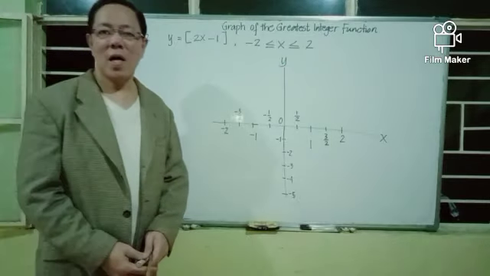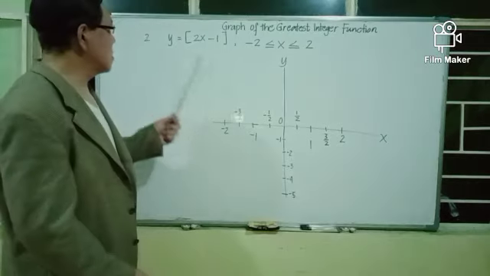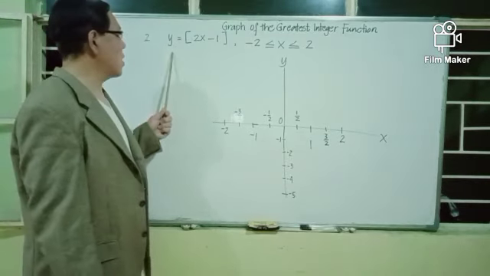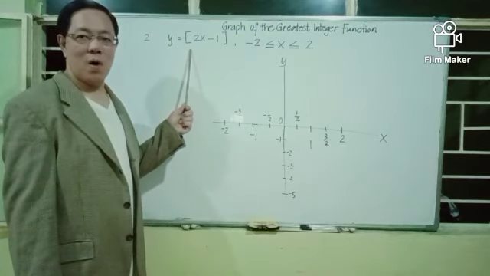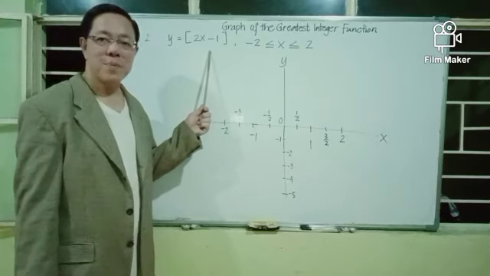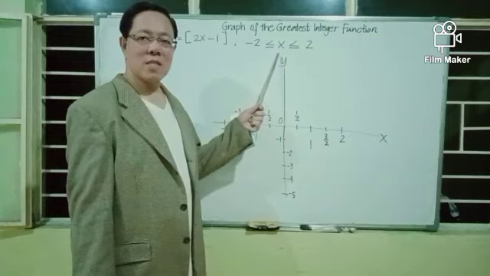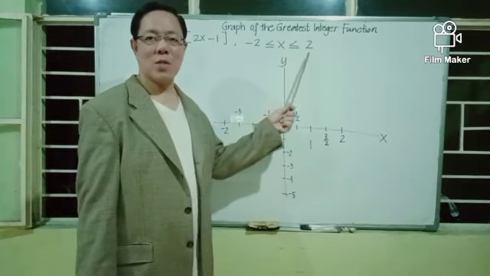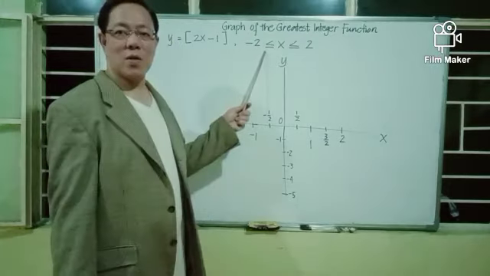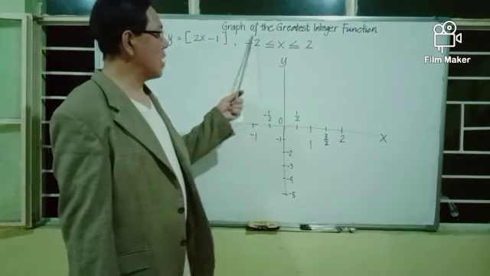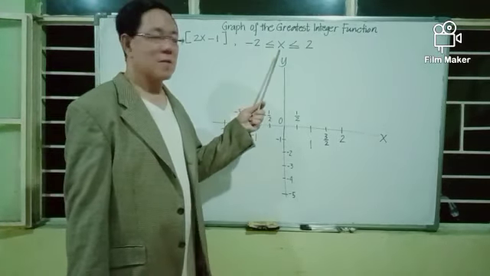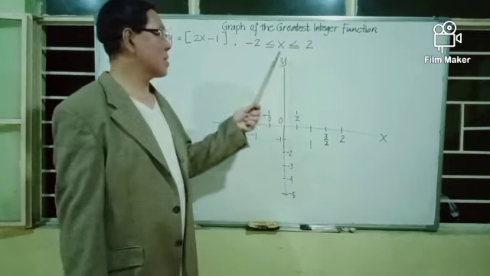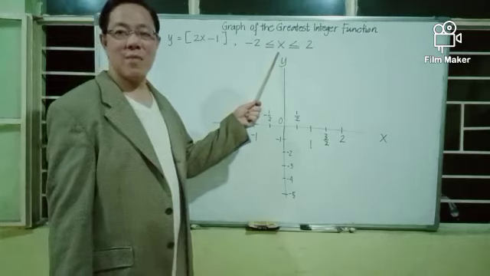We now sketch the graph of the function defined by this greatest integer function y equals the floor of 2x minus 1 for values of x greater than or equal to negative 2 and less than or equal to 2. And please take note of the correction in the values of x. Earlier I wrote greater than or equal to negative 1, but these are really the values of x.